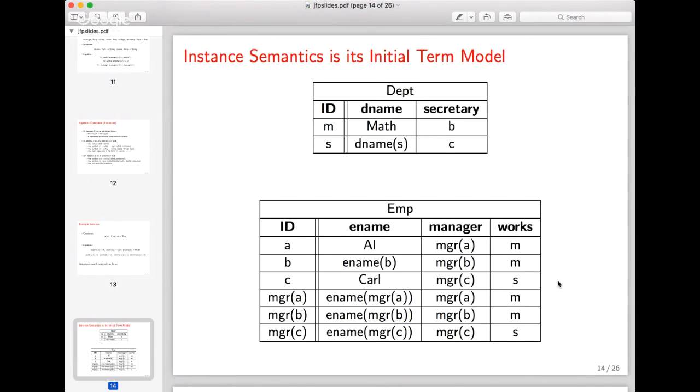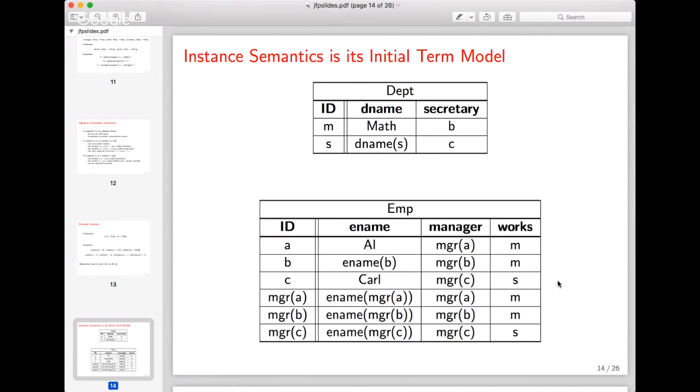Note, though, that the department name for S is actually D name of S. So in the equational theory, we didn't actually say what the department name for S was. So that means in this term model, the thing that goes in that cell is a term, D name applied to S, that we can think of as being a kind of null. But it is a null that captures some information about the lineage. So, in particular, we know that it's D name applied to S.